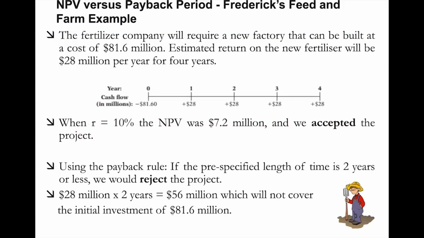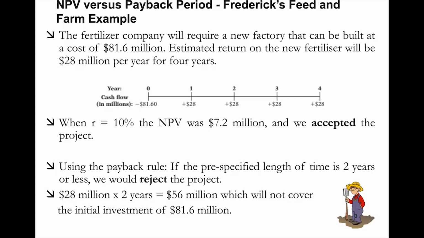So going back to the fertilizer company we saw earlier, we can apply the payback period rule here to decide whether or not we should accept this project or reject it. So recall what the NPV rule said about this project. If we had a discount rate of 10%, the NPV was $7.2 million. So because it was positive, we accepted the project because it was increasing the value of our firm.